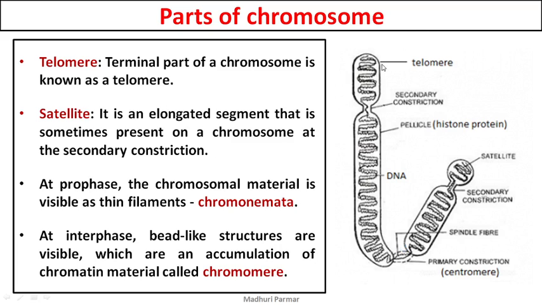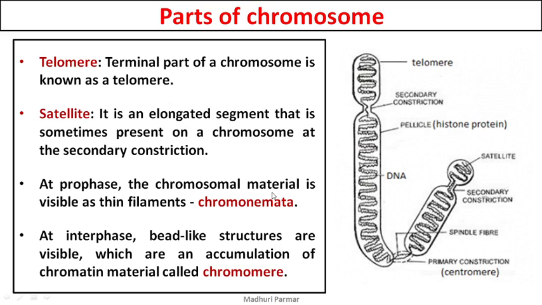Then the telomere is the tail portion of a chromosome. It is the terminal part of the chromosome. Then the satellite is like this. It is an elongated segment sometimes present on a chromosome, and such chromosomes are called SAT chromosomes. And there is a secondary constriction, meaning there is some narrowing, and after that it bulges out. So these are the satellites of the chromosome. Very rarely you find these, only on some chromosomes.